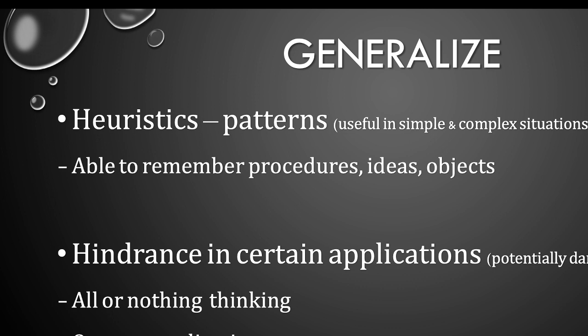The thing about generalizations is that they can be really helpful or they can be a hindrance. More often than not, they're helpful, but they're a hindrance in certain applications when they're poorly applied. They can actually be dangerous and not at all useful. One of the things that happens is, for example, all or nothing thinking. So you're generalizing: you had a bad boyfriend, all men are bad. You had a bad girlfriend, all women are bad. Like I said, all or nothing. It's all good or all bad.